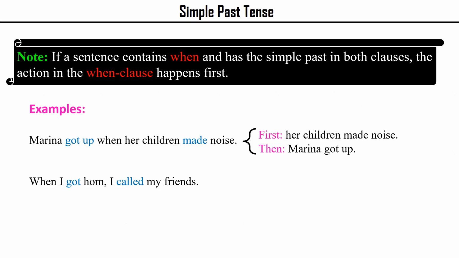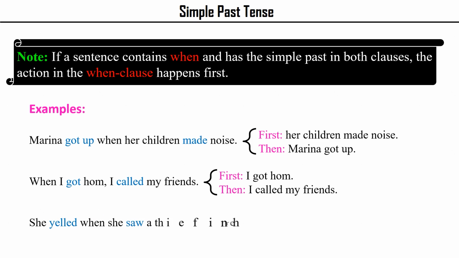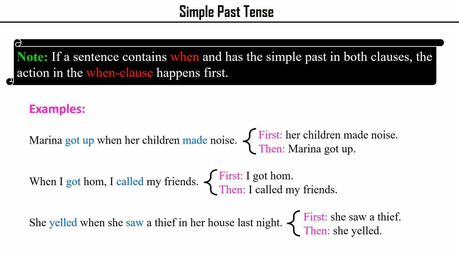When I got home, I called my friends. Which action happened first? When I got home first, or I called my friends? Okay, first I got home, then I called my friends. The action in the when clause happened first. She yelled when she saw a thief in her house last night. First, she saw a thief, then she yelled.